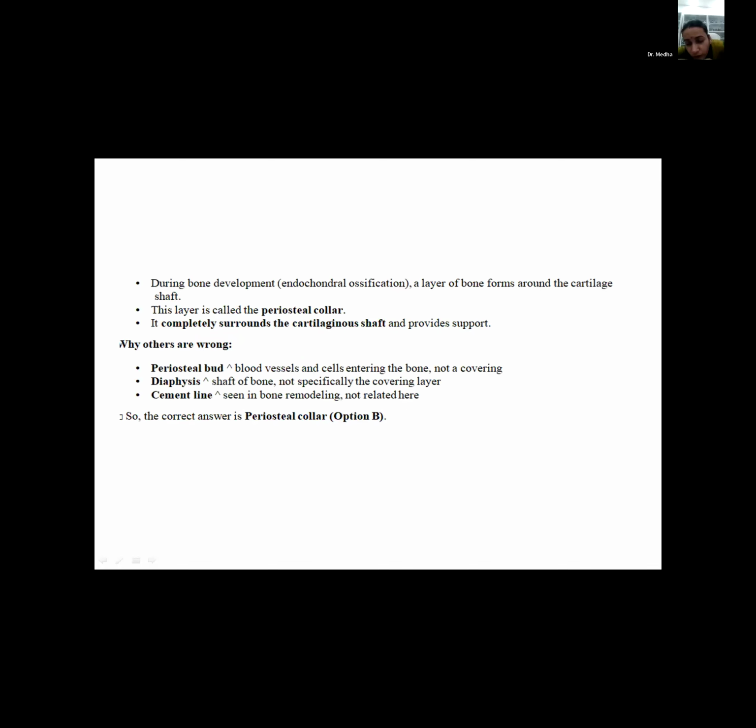So let's try to understand the correct answer. The correct answer is periosteal collar. You see, during bone development, a layer of bone forms around the cartilage shaft, and this layer is called a periosteal collar. It completely surrounds the cartilaginous shaft and it provides support, as we discussed now.